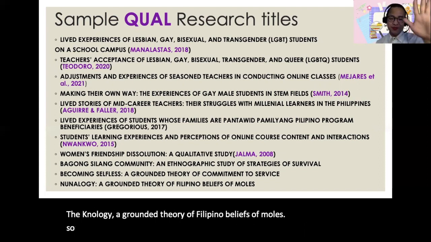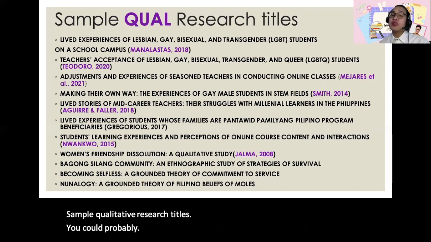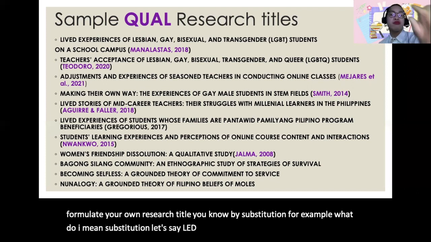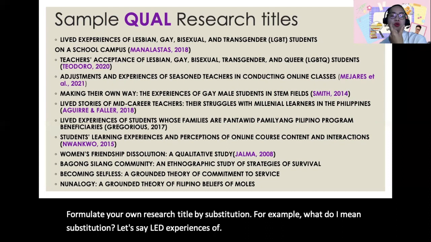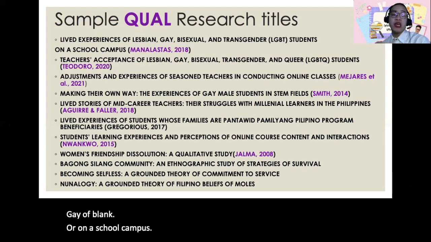So looking at the sample qualitative research titles, you could probably formulate your own research title by substitution, for example. What do I mean by substitution? Let's say, lived experiences of, who are your target participants? Where? Okay, of blank, in or on a school campus.